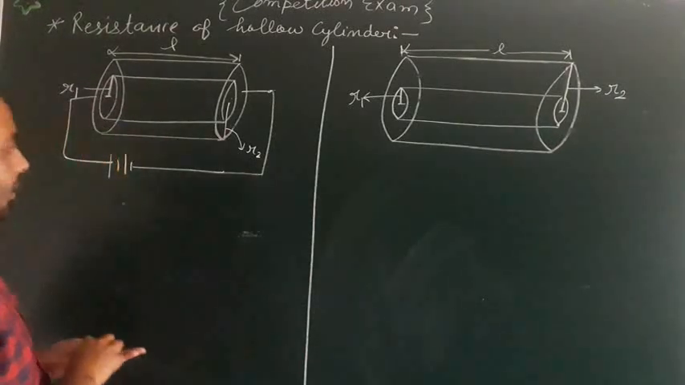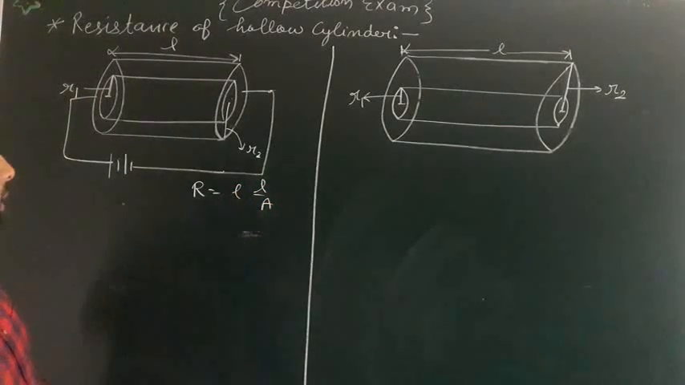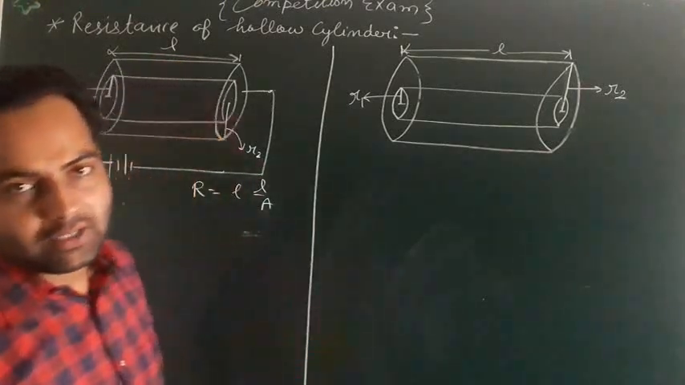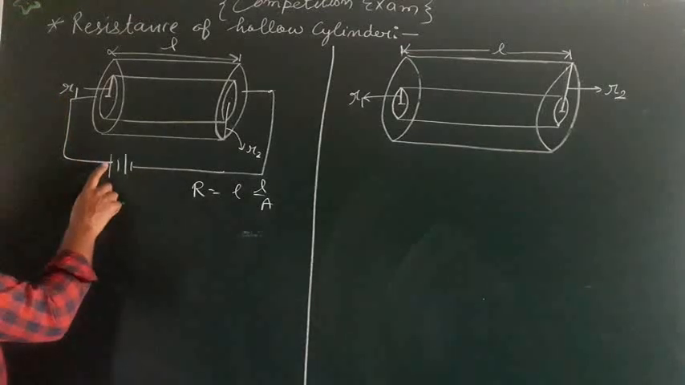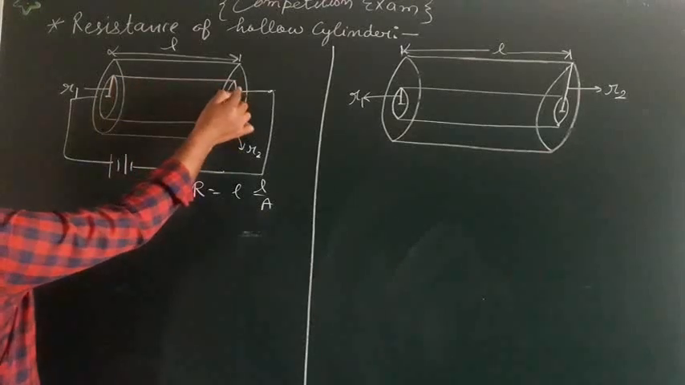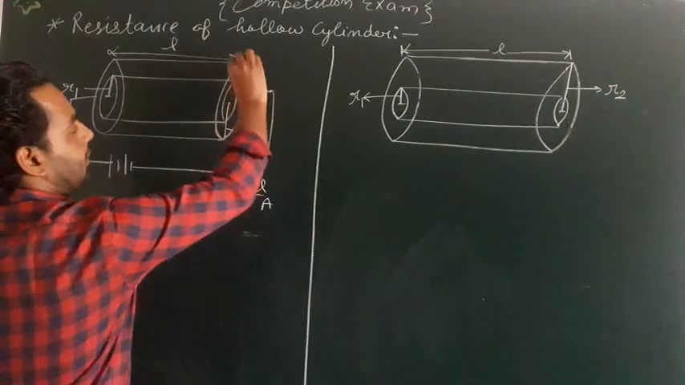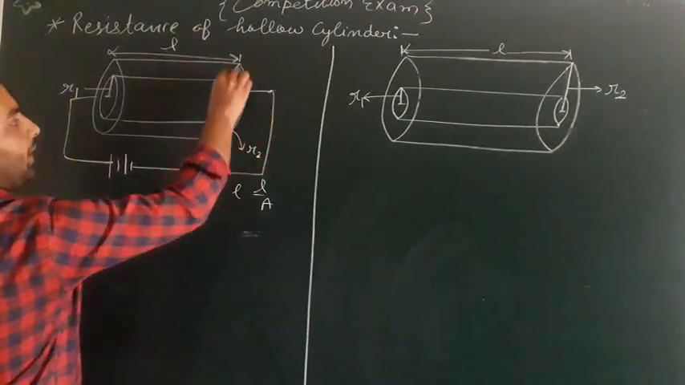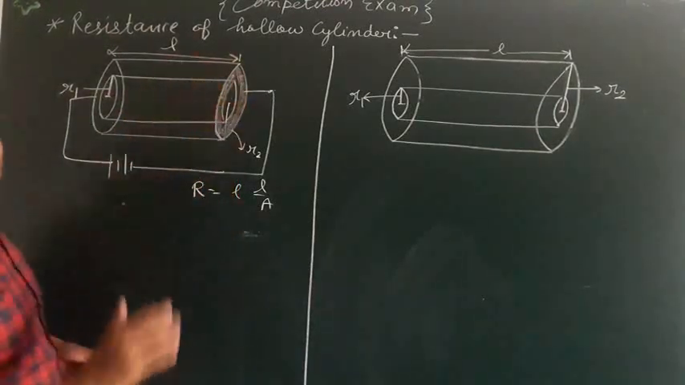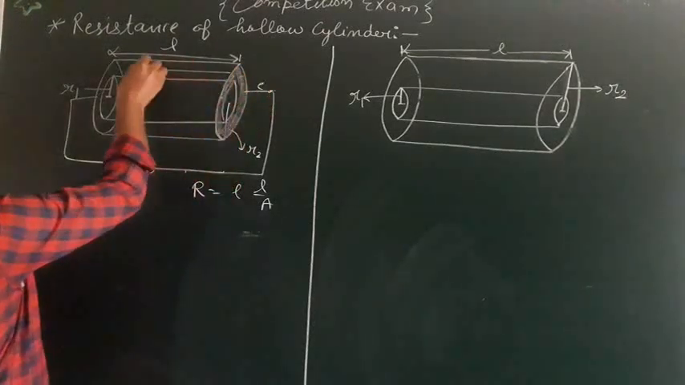We all know that R is equal to rho L by A. Rho is the resistivity of the cylinder, L is the length of the cylinder, and A is the area of the cylinder. This is the positive terminal and this is the negative terminal, so electrons are moving from this end to this end, through length L and through this area. To find the resistance of the cylinder, we have to find the area and length, because electrons move from that end to this end.